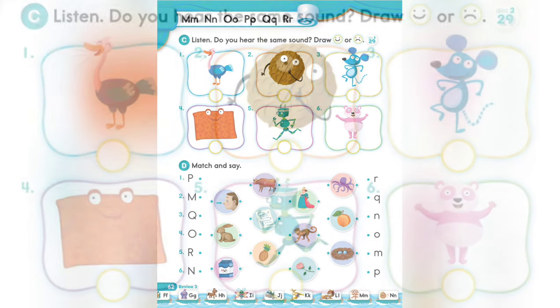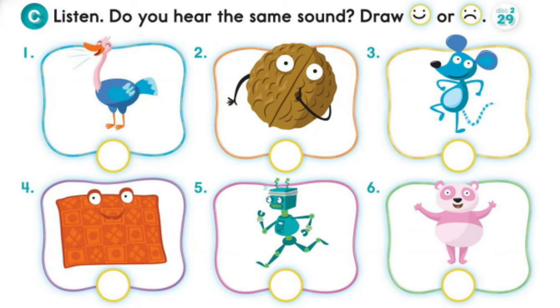Page 62. C. Listen. Do you hear the same sound? Draw. 1. Noisy ostrich. 2. Quiet nut. 3. Merry mouse.